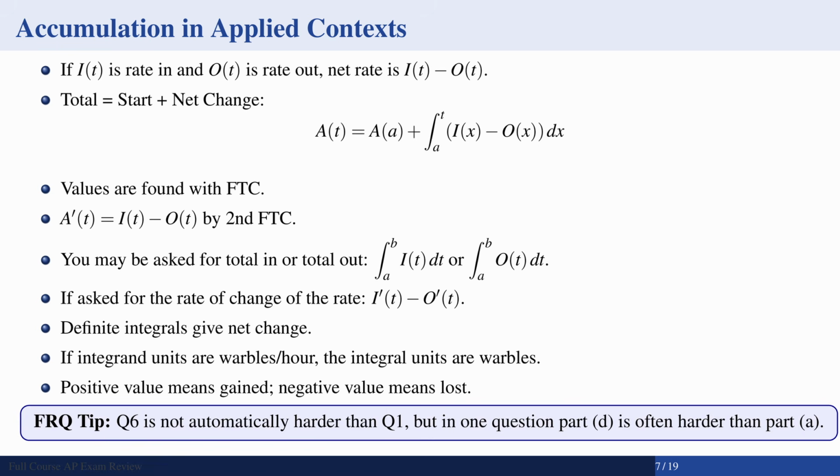Here I just have a random FRQ tip, and it is that between question 1 and question 6, there is not any implied level of difficulty change. But within a problem, it is definitely acceptable for part D to be harder than part A. And I say that specifically because of the is-the-rate-of-change-increasing-or-decreasing question.